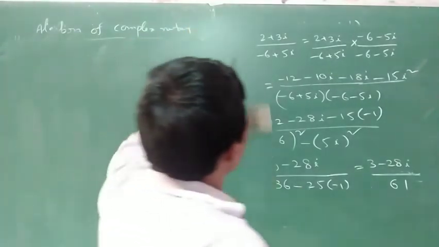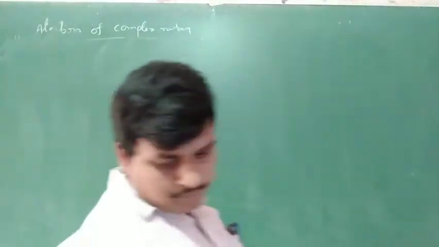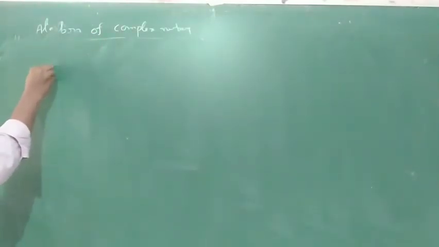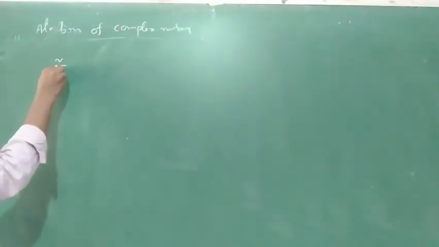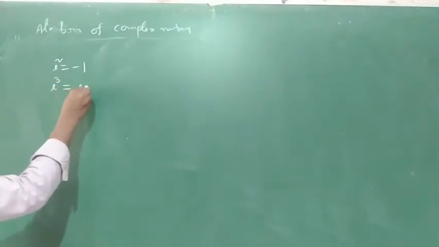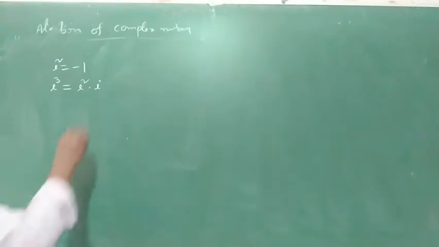Going to some values. You know i square is equal to minus 1. No, i is equal to root of minus 1, i square is equal to minus 1. So i cube is equal to i square into i. That is the formula.